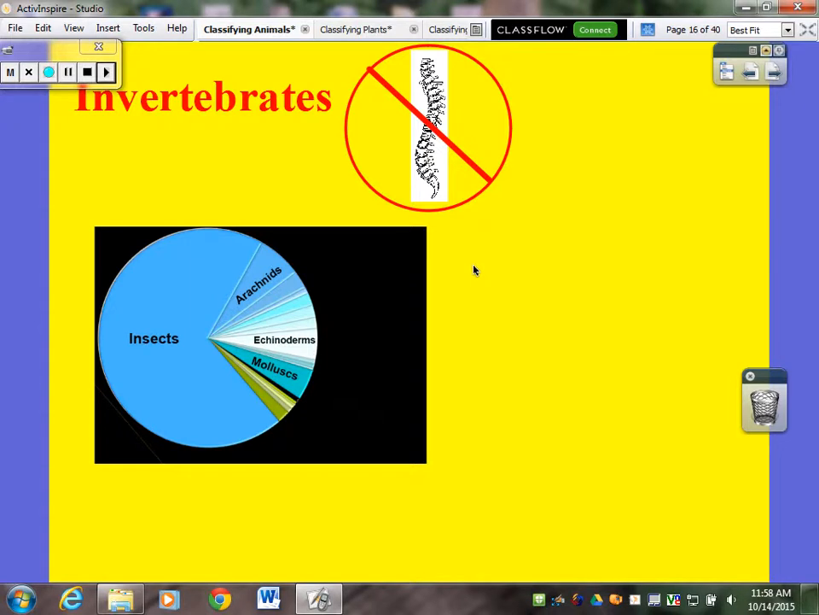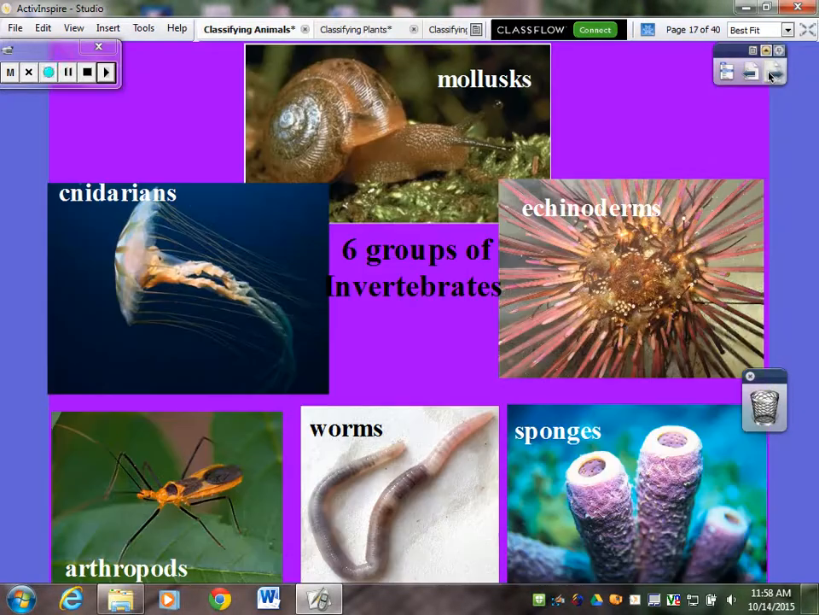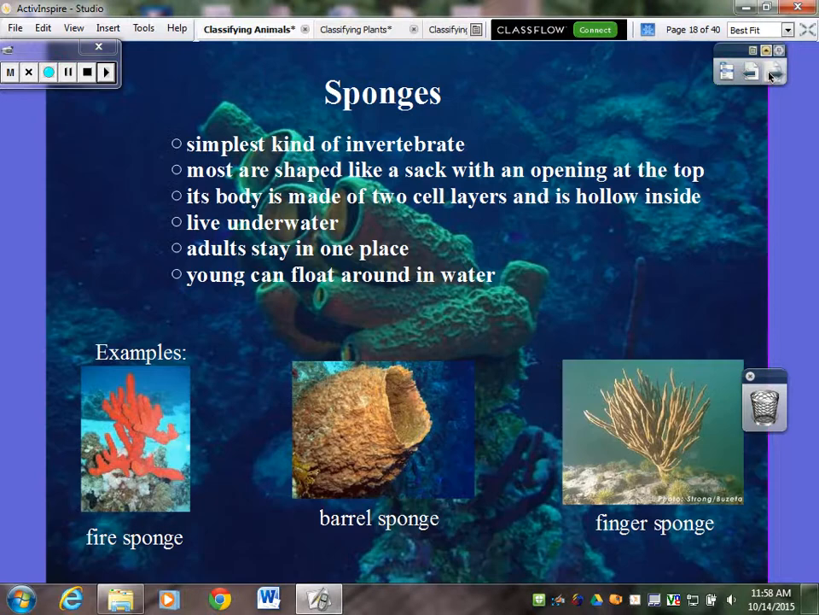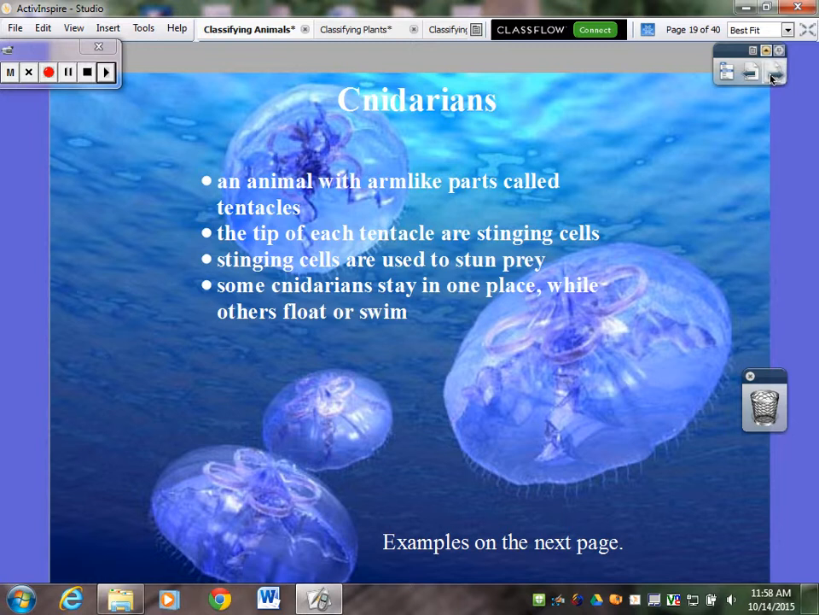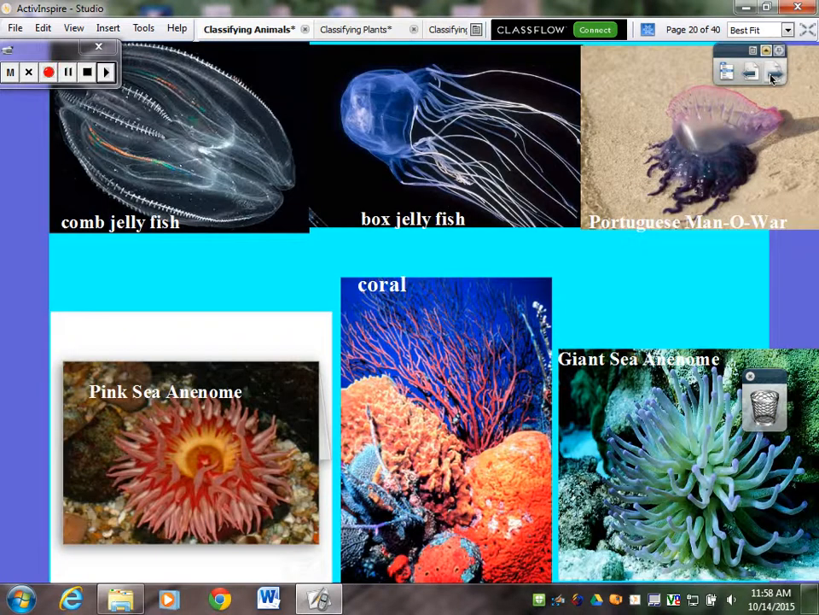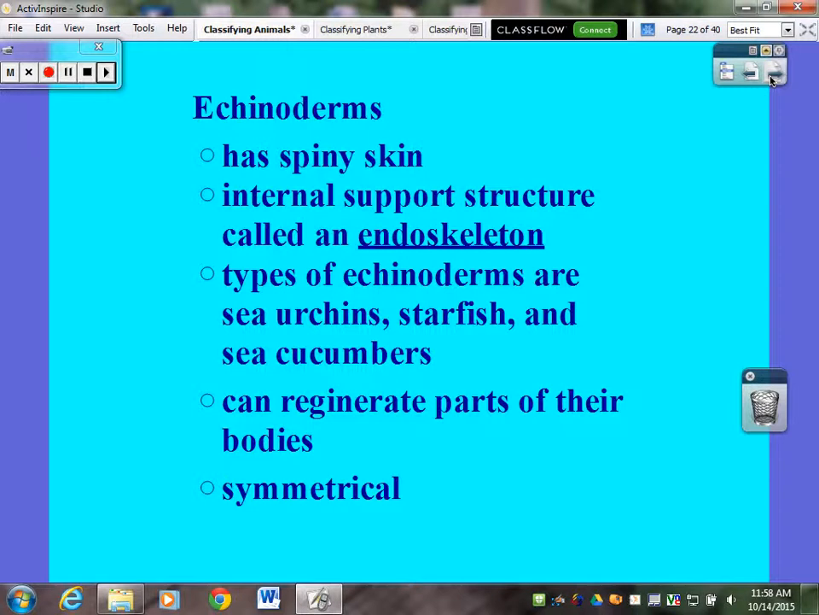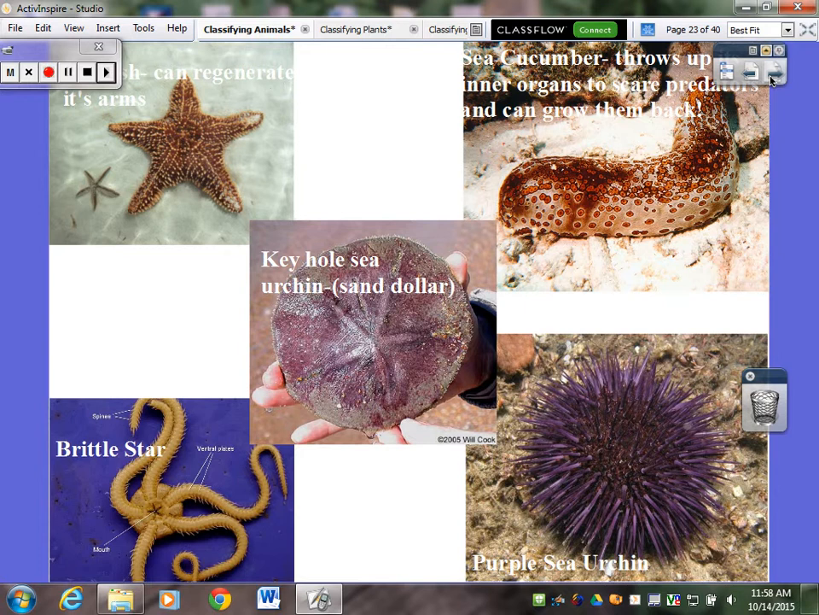All right, invertebrates. You basically just need to be able to give some examples of invertebrates. So I'm just going to go through super fast. We have sponges, which are a type of invertebrate that lives in the ocean. We have a group called cnidarians, which include jellyfish, sea anemones, and coral. We have a group called echinoderms, which include keyhole sea urchins, starfish, sea cucumbers, and sea urchins.